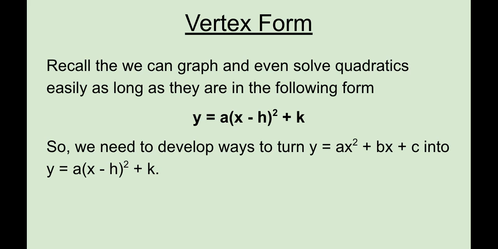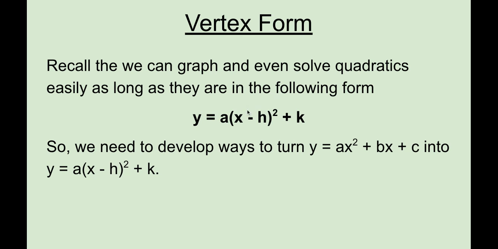And so we really want to develop a way to get a general form quadratic, so the x squared, the x, and the c, into this vertex form. If we could do that, then we'd be able to graph things easily and solve things easily. So to do this, let's talk about perfect squares. As you'll notice in vertex form, this is an x minus h squared. That's a perfect square. So let's start with perfect squares.